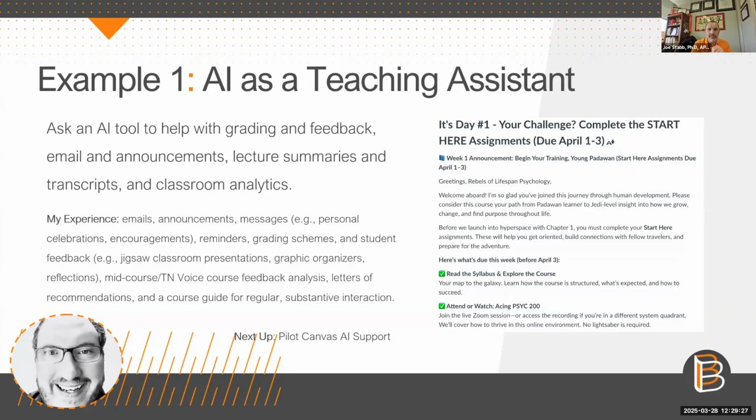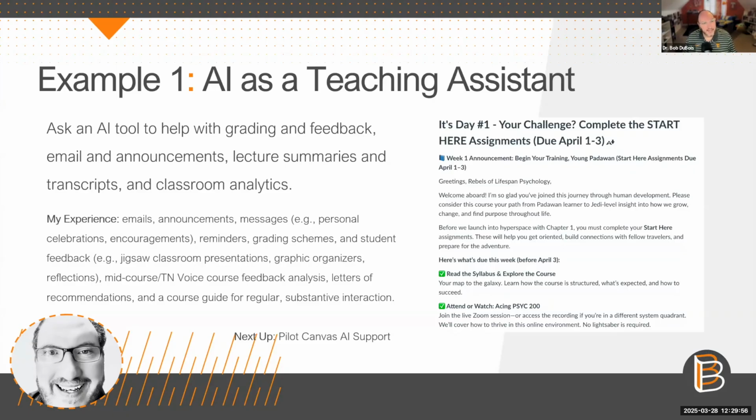So, yes. For me, the first example is a deep dive into how I used AI as a teaching assistant over the last academic year, especially this spring. When you think about using AI as a teaching assistant, basically the suggestion from AI was that I could ask an AI tool to help with grading and feedback, email, announcements, lecture summaries, transcripts, classroom analytics.